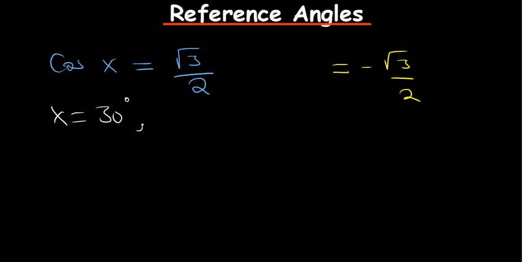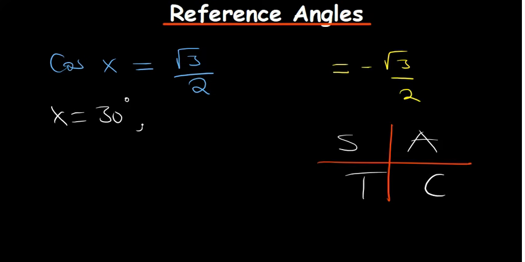Where do we expect cosine to be positive? So remember, all students take calculus. Very important. So where would you expect to find it? Cosine is positive in the fourth quadrant. In the fourth quadrant, I said you subtract from what? From 360. So 360 minus 30 is 330. So grab your calculator and try it out. It's going to give you root 3 over 2, a positive result.